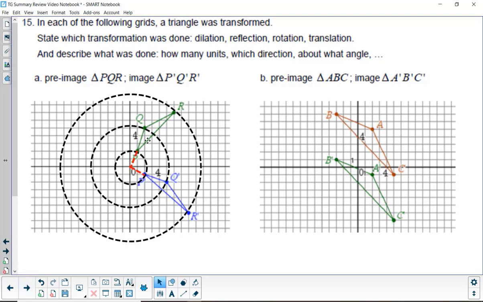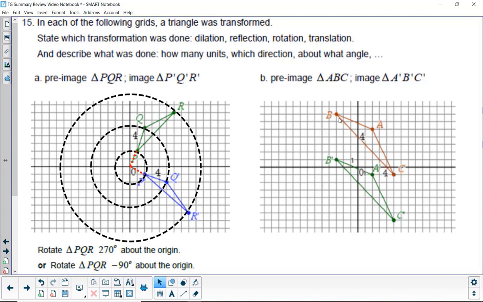It looks like these are on the same concentric circles. It looks like we have a 90-degree angle here or a 270-degree angle here. So we could say we rotated this triangle 270 degrees about the origin, or we rotated the green triangle -90 degrees about the origin. And all of those words are important there. Press pause as needed.